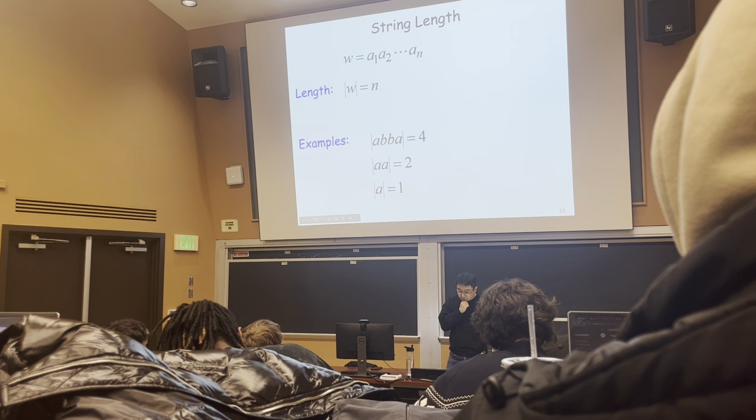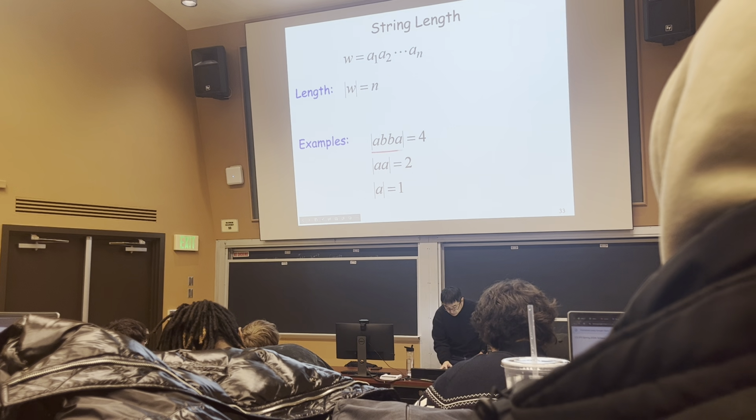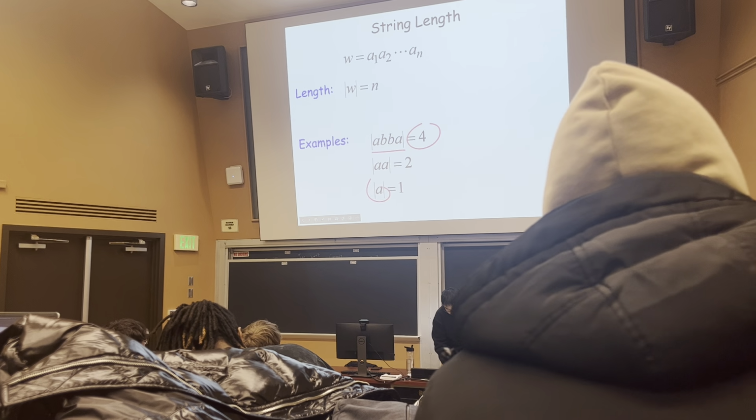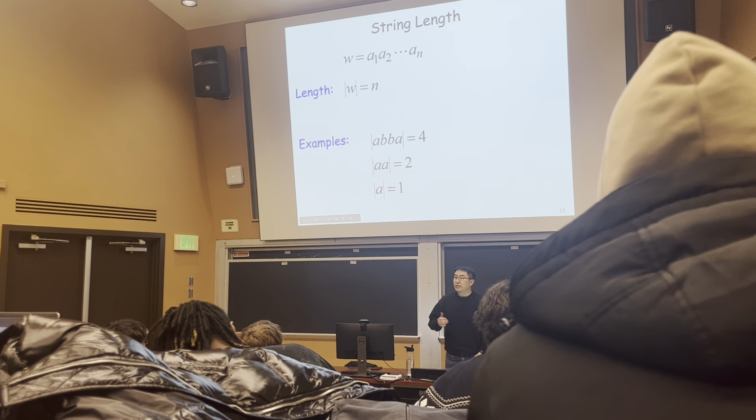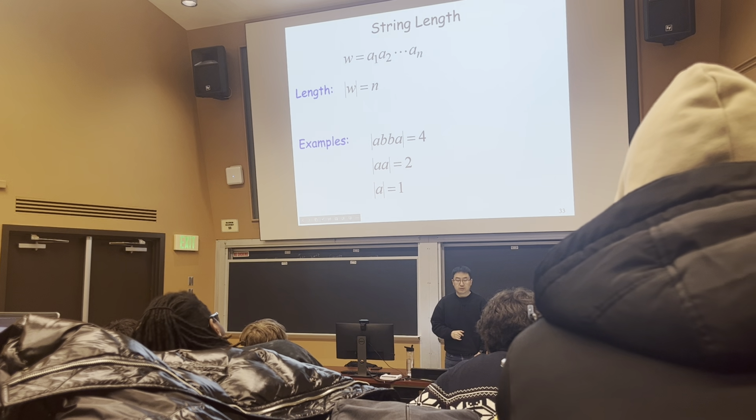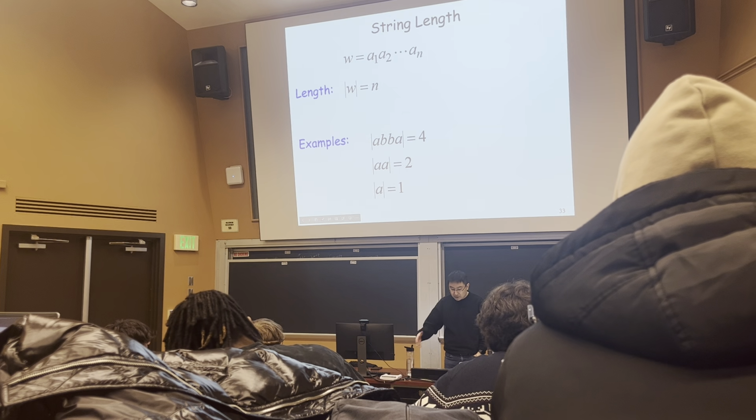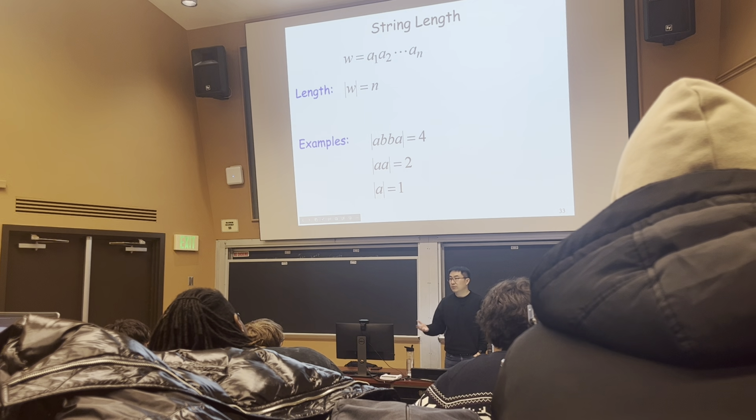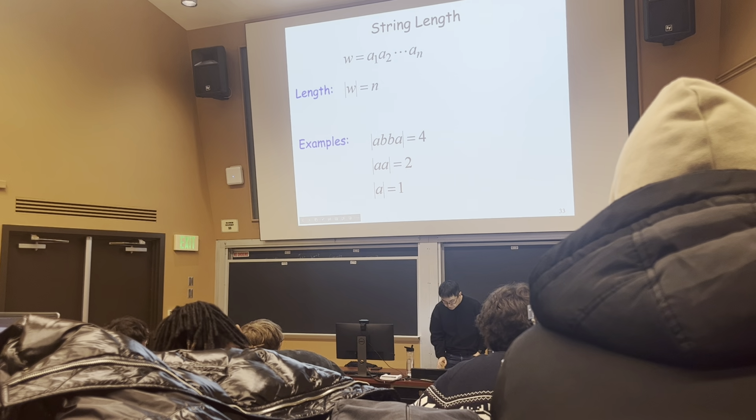And string length. So for n A symbols, the length will be n. And for ABBA, the length is 4. For A, the length is 1. All of these are pretty straightforward. It's just later when we say what is the length of a string, you know what that means.